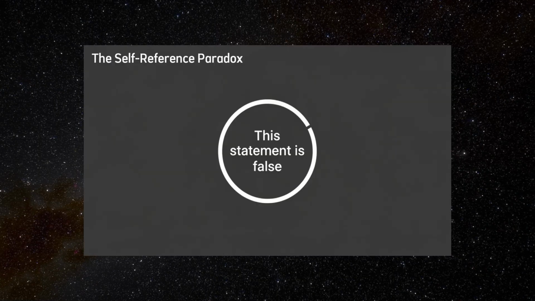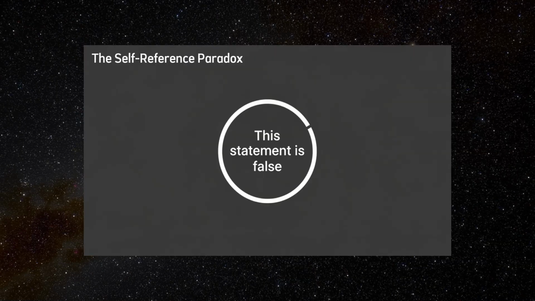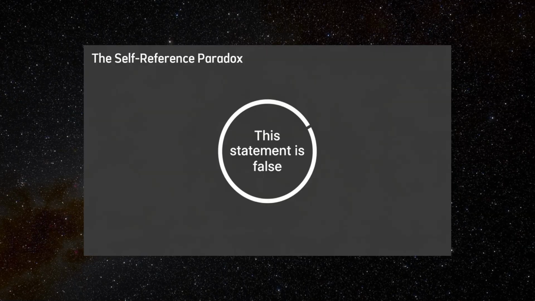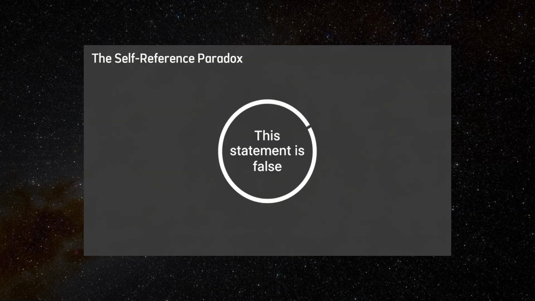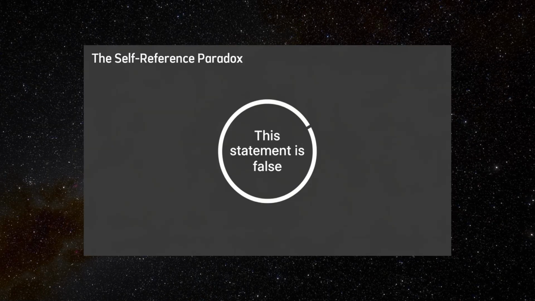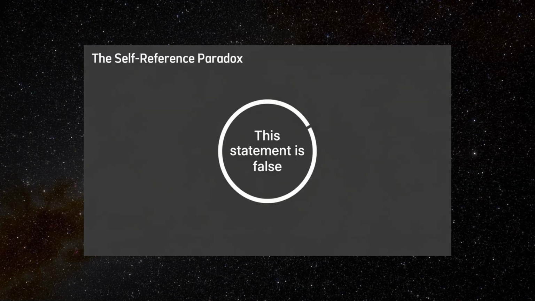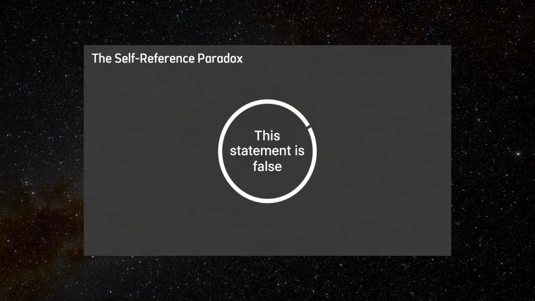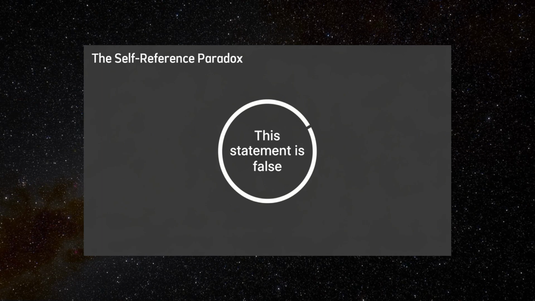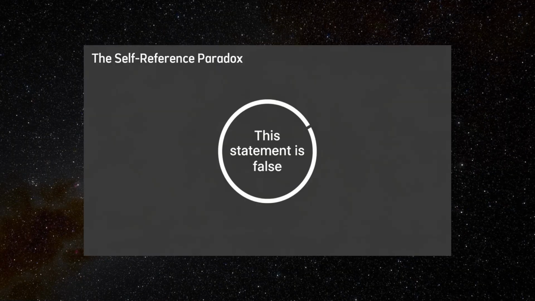For example, in mathematics, Bertrand Russell discovered a version of this problem in set theory, known as Russell's paradox. He imagined a set of all sets that do not contain themselves. If such a set exists, does it contain itself or not? If it does, then by definition it shouldn't, and if it doesn't, then by definition it should. Again, self-reference creates an unsolvable contradiction.